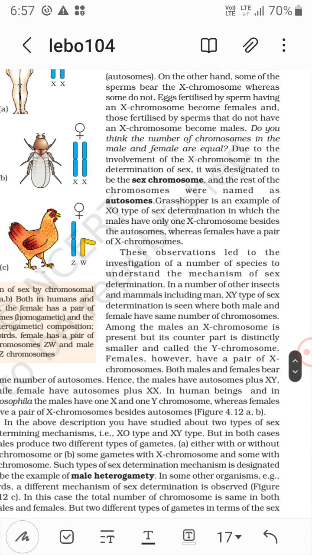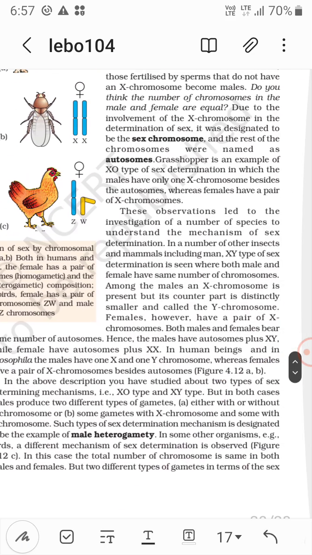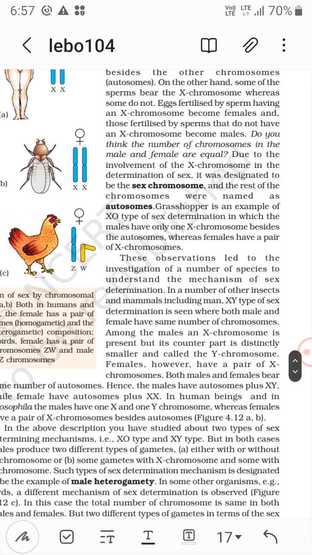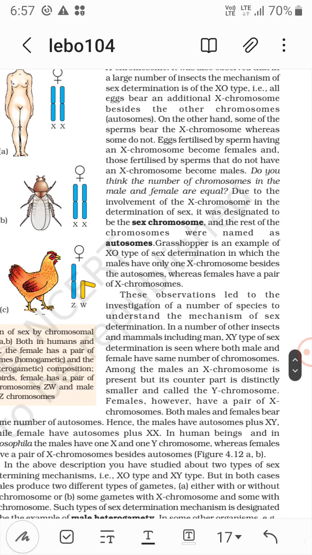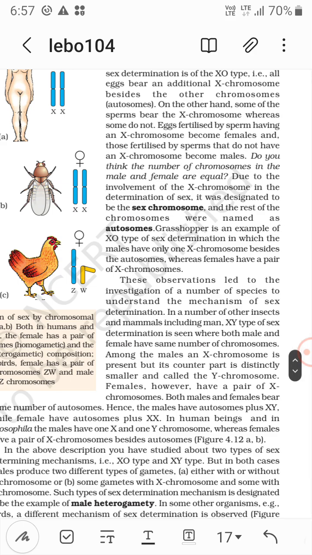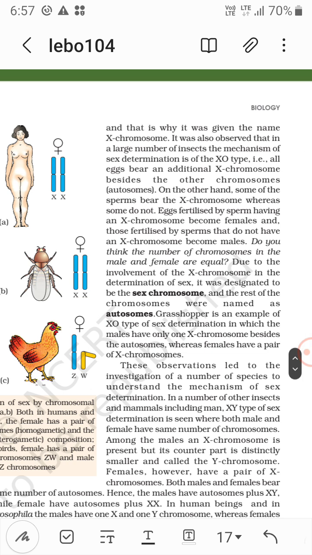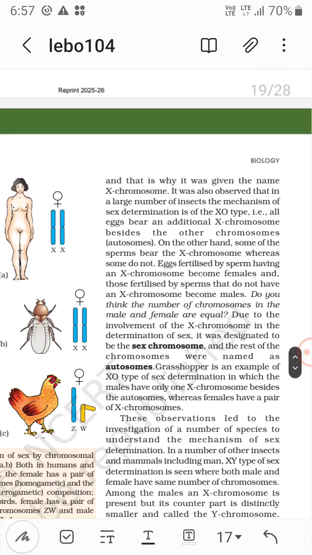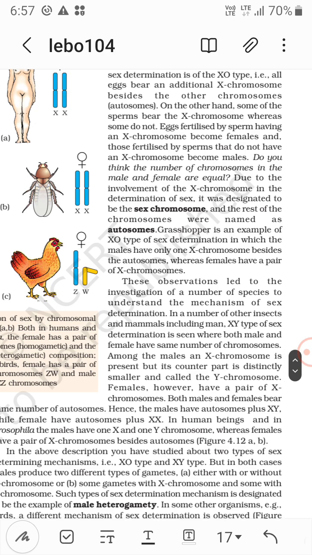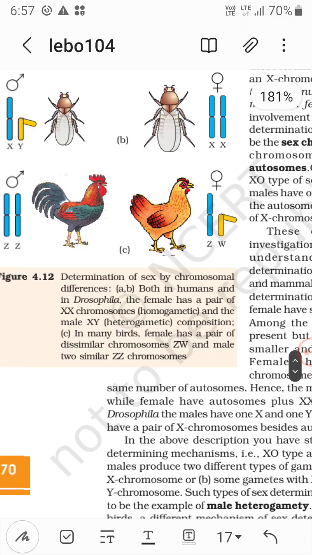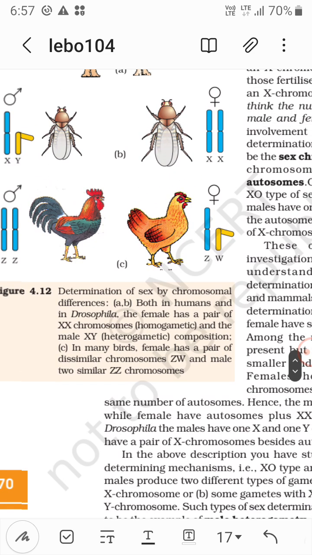Now grasshopper is an example of the XO type of sex determination, in which the males have only one X chromosome besides the autosomes, whereas females have a pair of X chromosomes. So this is the determination of sex by chromosomal differences.